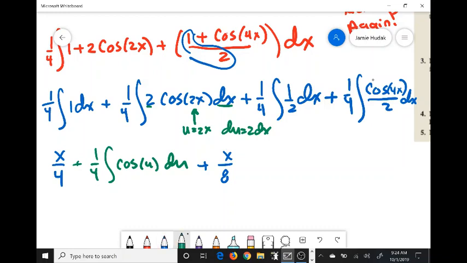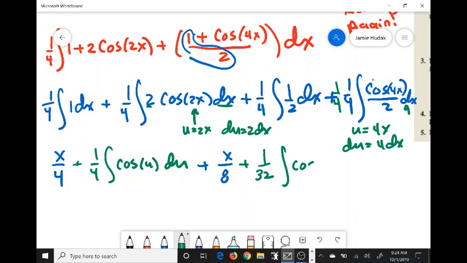And this last one, we're going to have to say let u equal 4x, then du equals 4 dx. I need to multiply the dx by 4 and the 1/4 out front by 1/4. So we have plus 1/4 times 1/4 is 1/16 times the 1/2 is 1/32. And I'm going to use a subscript of 2 because we have two different u's defined in here.